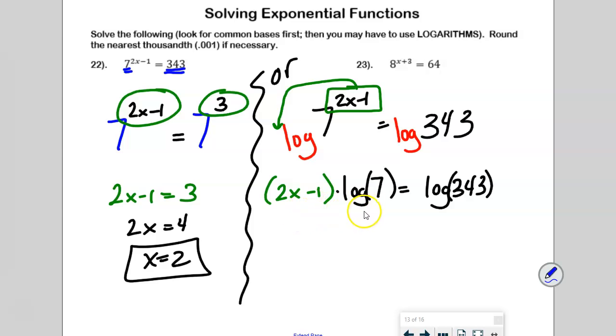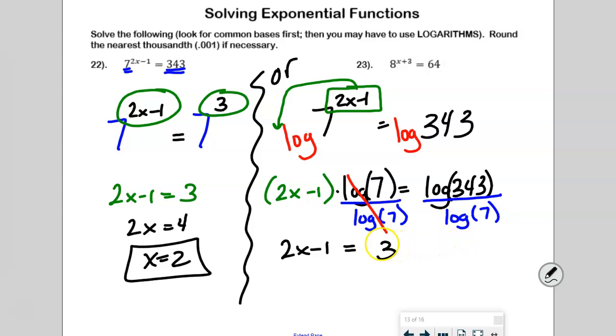So if I'm trying to solve for x, what I could do now is divide this log of 7 over to the other side. And you'll see something kind of cool happen at this point in our math, where it parallels the baby base method in a moment. So these are gone. You got 2x minus 1. And then when you type log of 343 close divided by log of 7, you get a 3. So you'll notice our math matches from this point on.